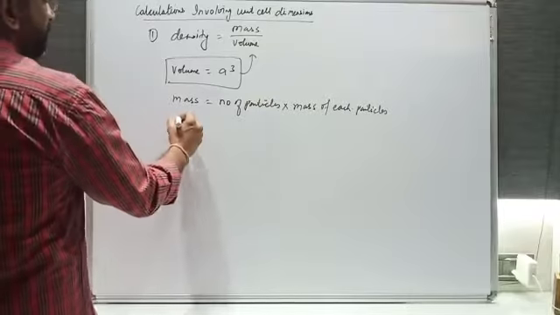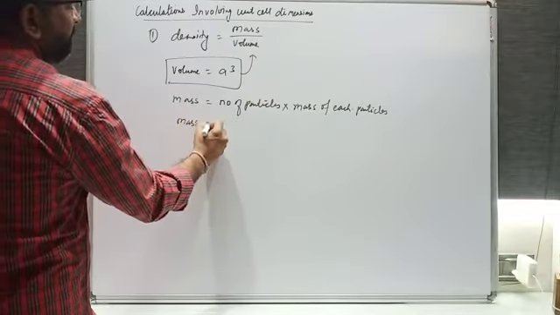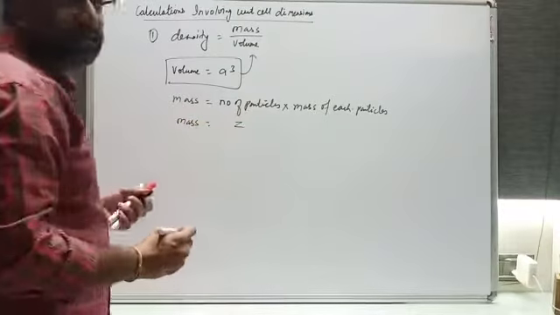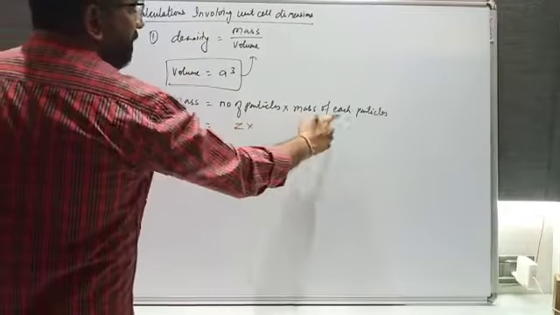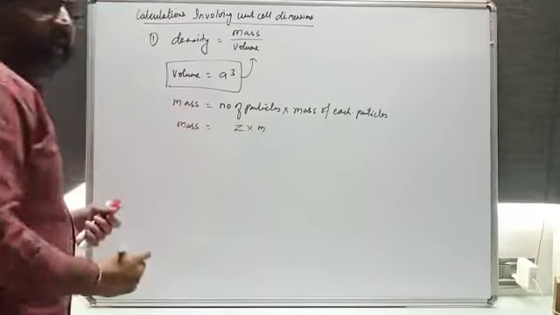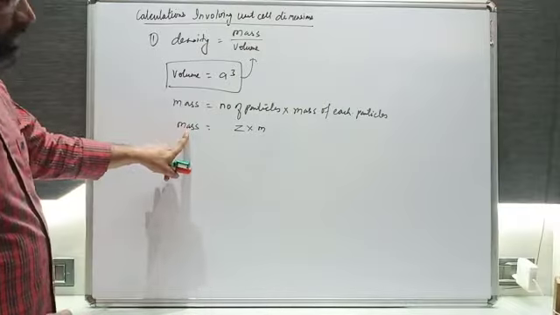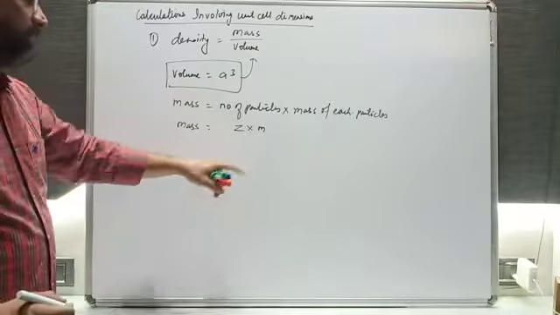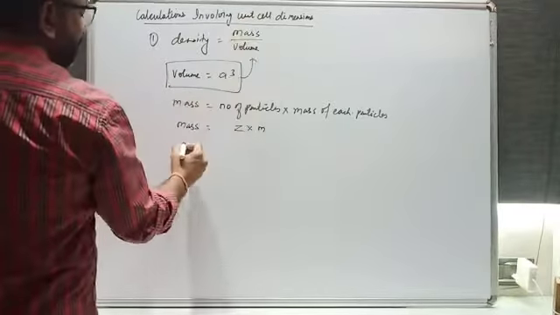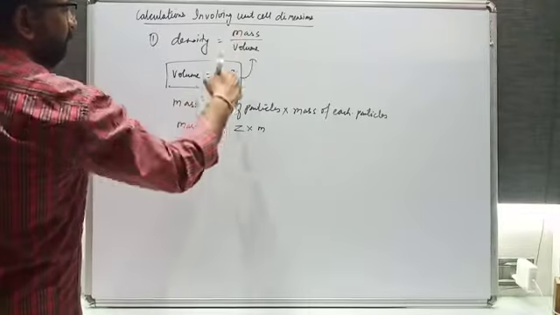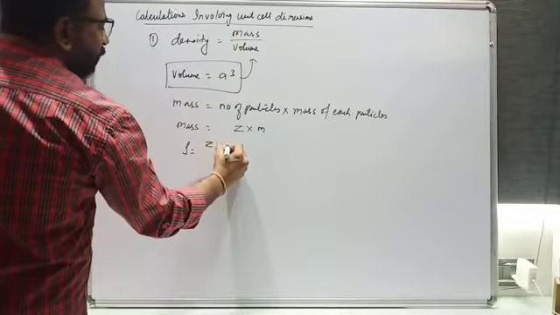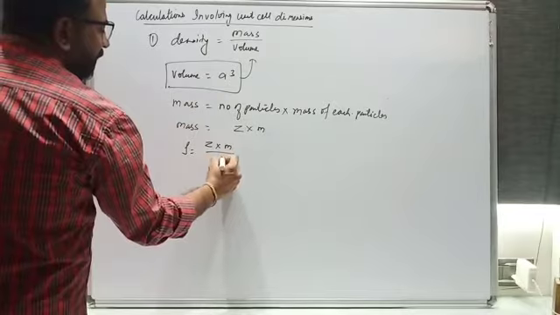Is it fine? So here the mass will be calculated as mass equal to number of particles, denoted as small z, and mass of each particle, taken as small m. So this is the mass of the unit cell and this is the mass of each particle. Are you getting me? Now substitute this value here. So you get density equal to, what is the mass? Z into m divided by a cube.